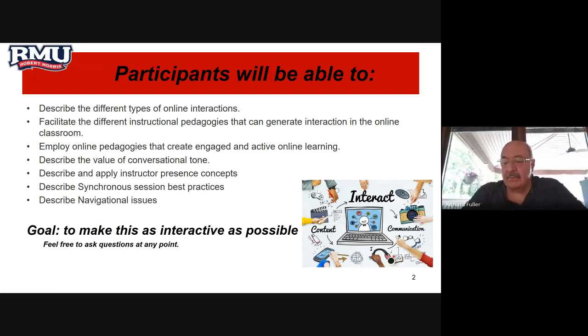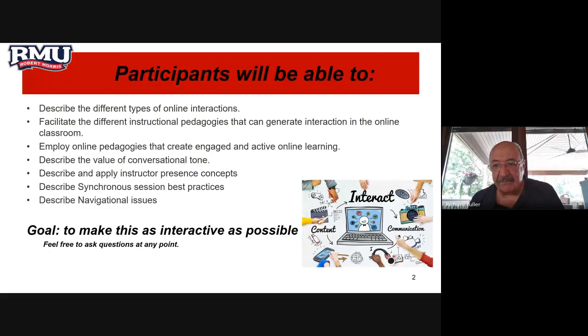What I want to do, just with some objectives here, is talk about the different types of online interactions. We will relate back to the different course types that we talked about yesterday. We're going to talk a little bit about facilitating the different instructional pedagogies that can generate interaction, and what kind of things you can do in the classroom. We're going to talk about online pedagogies that create engaged and active online learning. What kind of things can you do that generate engagement? How do we engage our students? And that becomes the big thing.